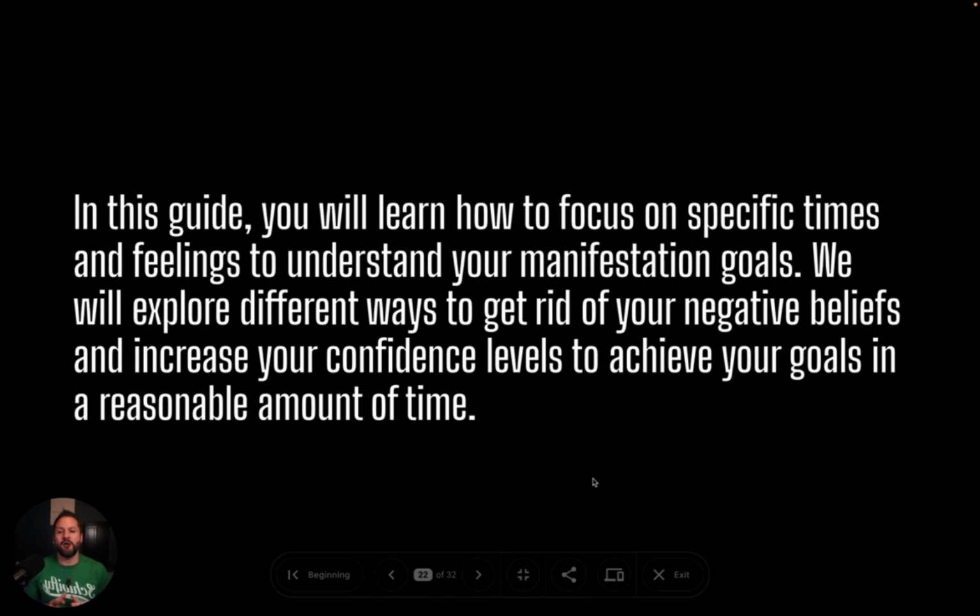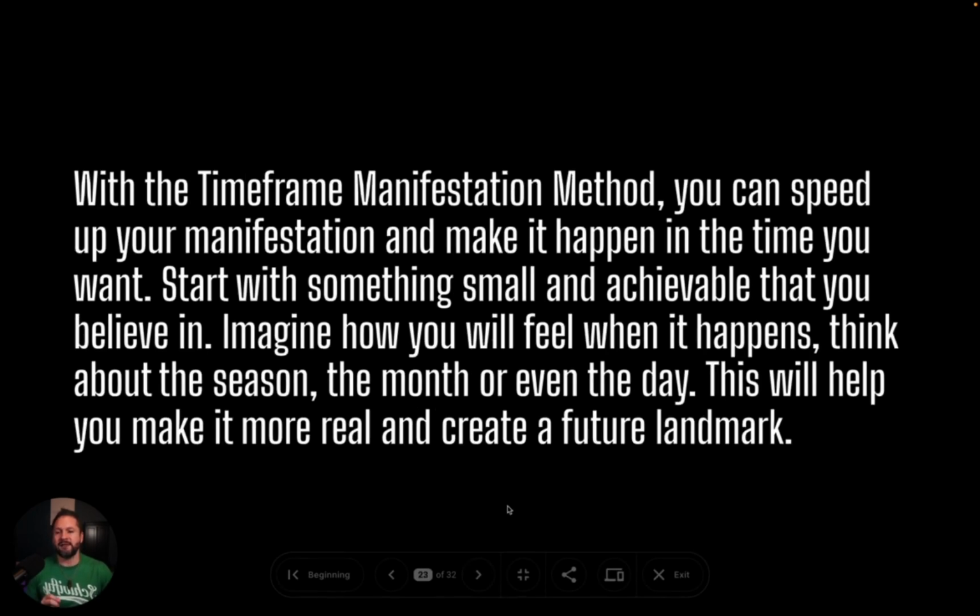In this guide, you will learn how to focus on specific times and feelings to understand your manifestation goals. We will explore different ways to get rid of your negative beliefs and increase your confidence levels to achieve your goals in a reasonable amount of time. With the time frame manifestation method, you can speed up your manifestation and make it happen in the time that you want. Start with something small and achievable that you believe in.